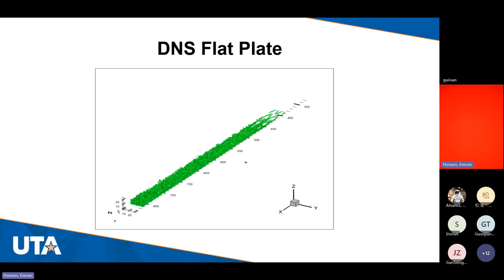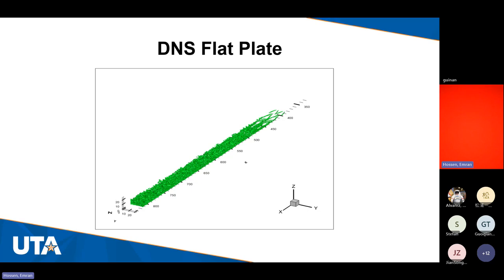Here is one graph for the DNS flat plate, which shows the vortex structure of the DNS flat plate. You can see that the further you go from 500 to 800 in the X direction, the more complex the vortex structure becomes.